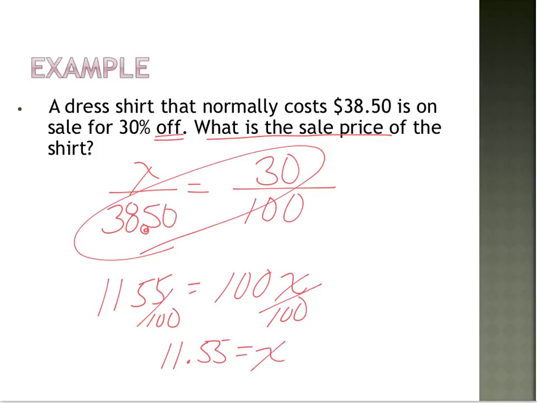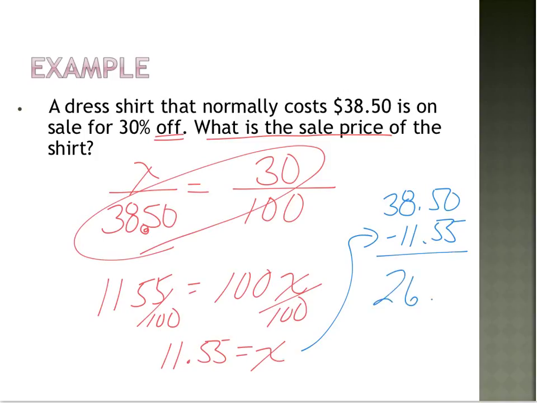Now, it might be kind of easy to say, oh, that's the price. But if you think about it, 30% is not even half. It's about a third. So you realize that this is the price coming off of the original. So then we need to take this price and subtract it from the $38.50. Do you see? Come up with $26.95 for your sale price. So it doesn't change the answer, just you have to do a few more steps.